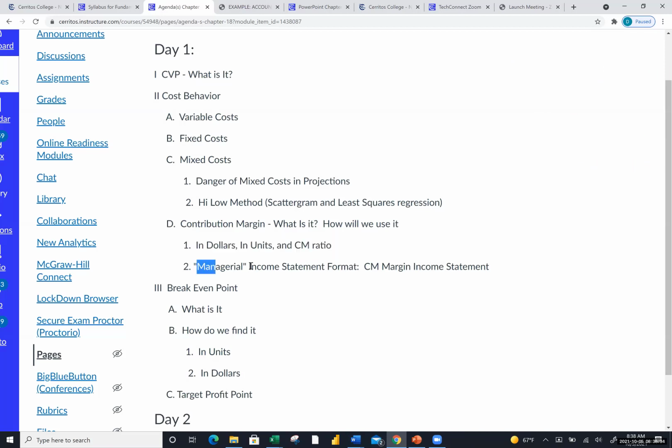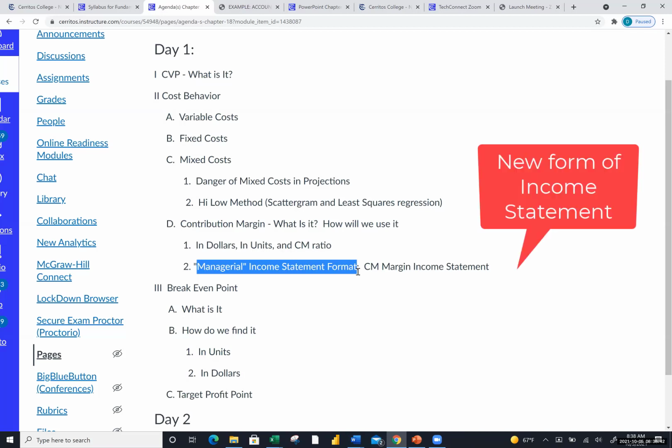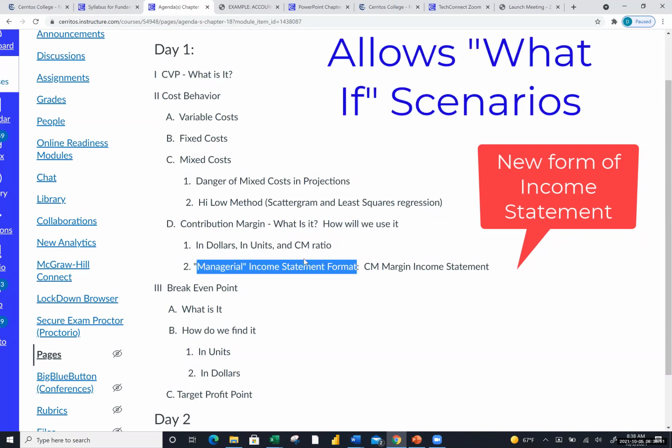We're going to learn today that our income statement, we've been using pretty much GAAP income statement since the first day of class. We're going to change the format because this contribution margin income statement is going to allow us to do a lot of what ifs and forecasting. And so we're going to learn a different way of looking at income statements.